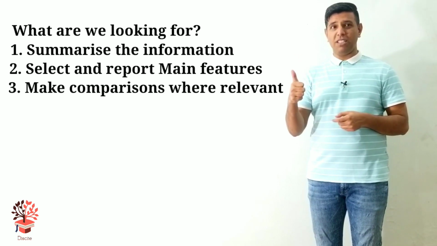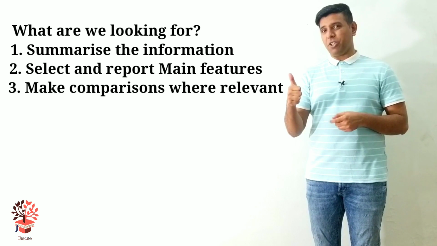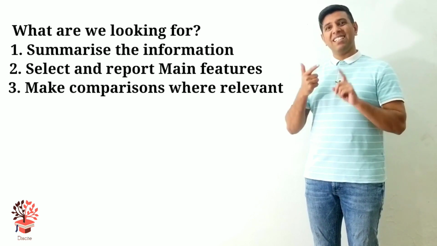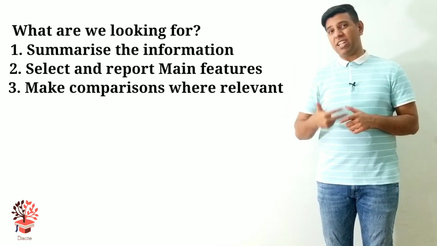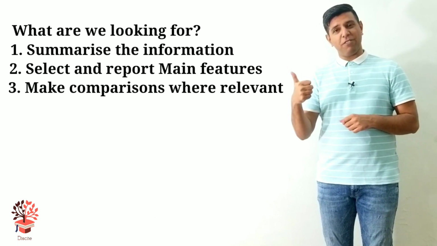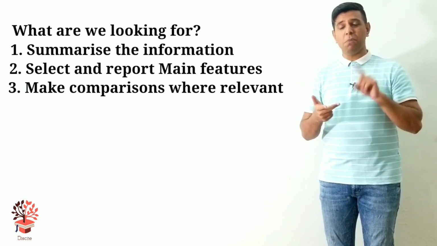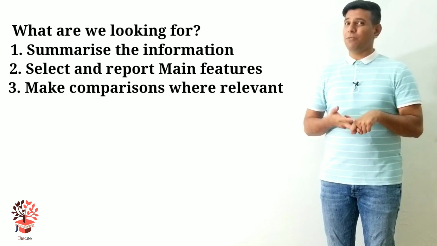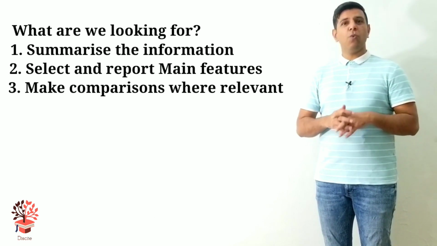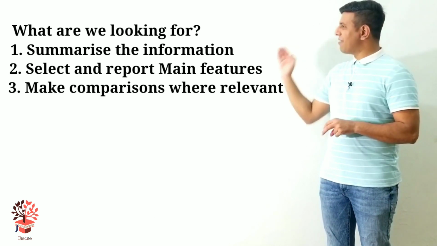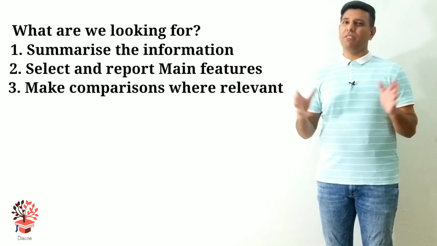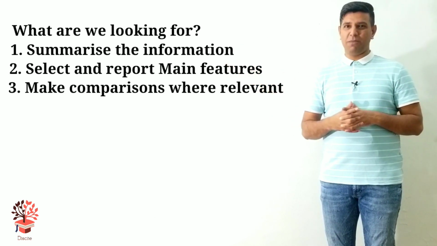We need to summarize the information. How are we going to do that? The question says, select and report. So in our writing, we must have the main features, we must have comparisons, and we must summarize the information. Since we have to select and report, we do not have to talk about every single point in the graph. So we have to be precise about what we write about.